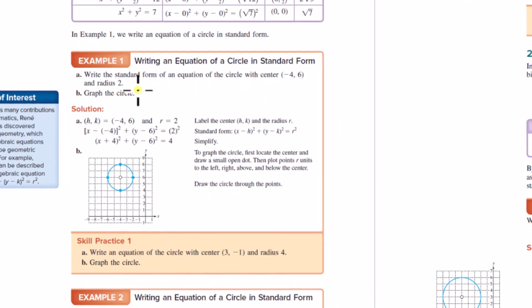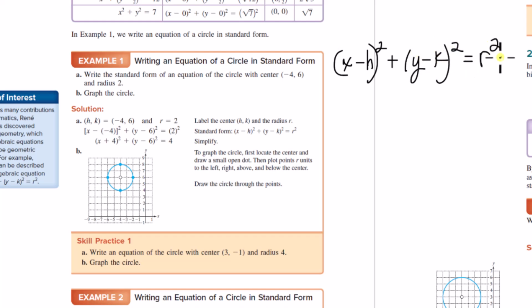It says, write the standard form of an equation of the circle with center at (-4, 6) and radius 2. So the standard form, (x - h)² + (y - k)² = r². So, okay, a circle that's centered at (-4, 6) and has radius 2. Well, (-4, 6), that's the center. That's h comma k.